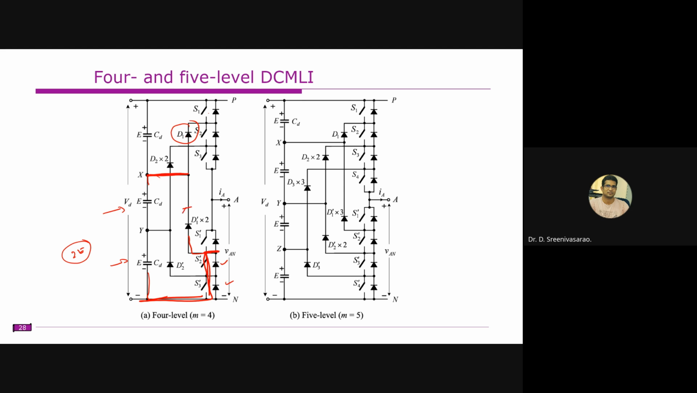Then you have another diode, which is connected like this. Similarly, here also you have another diode, which is connected like this. So even though it's showing only one, the rating of the diodes when you're connecting should be 2 times.